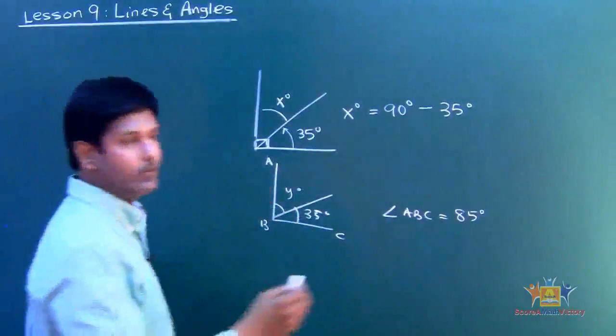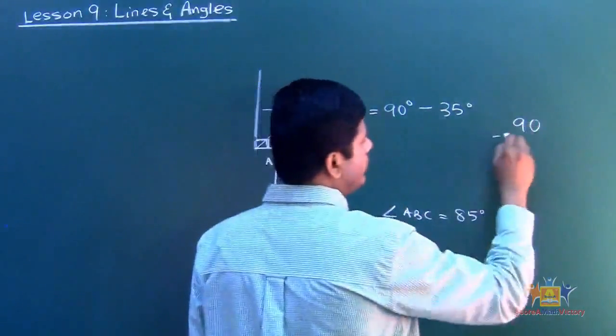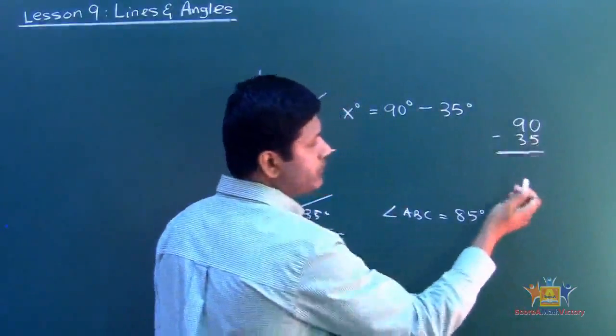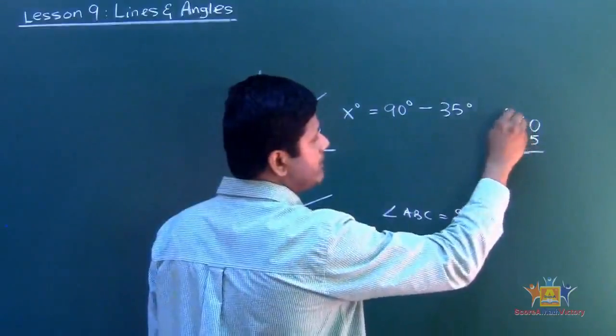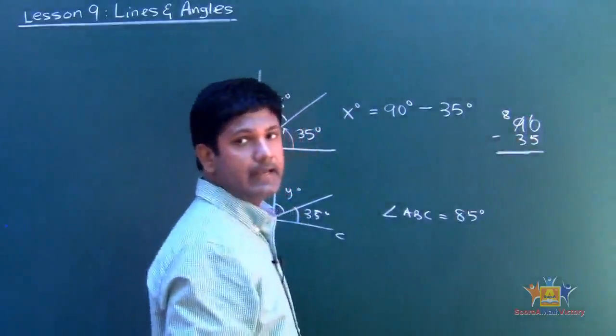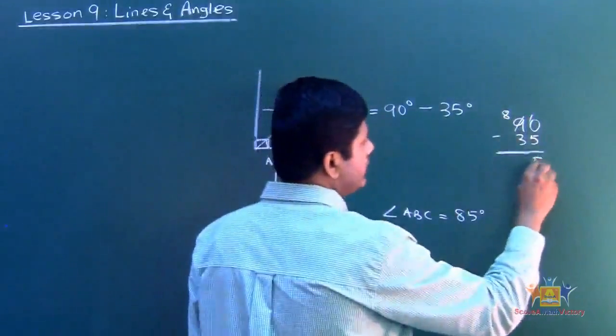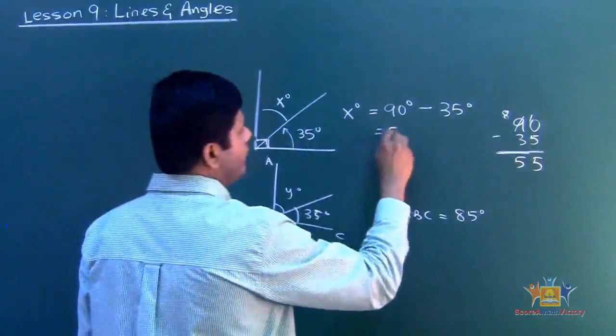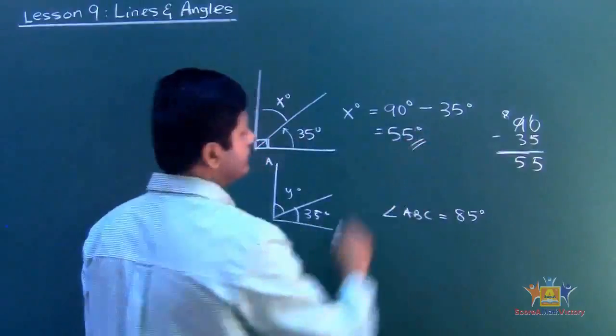So, how do we do that? We line up 90 with 35 and subtract. 0 minus 5, you cannot, so you borrow from 9. 9 becomes 8, 0 becomes 10. 10 minus 5 is 5, 8 minus 3 is 5. So that is 55 degrees.